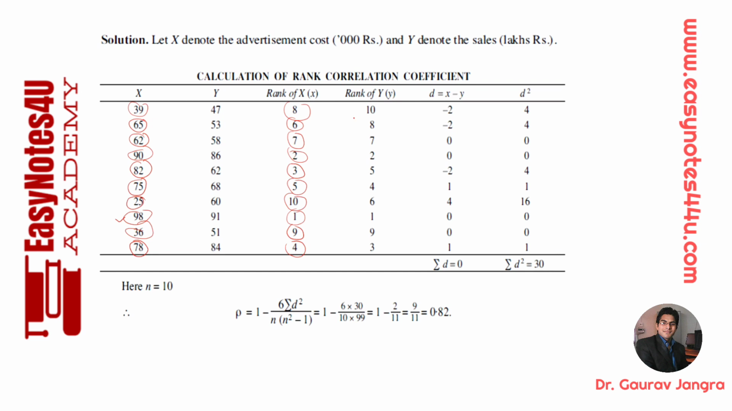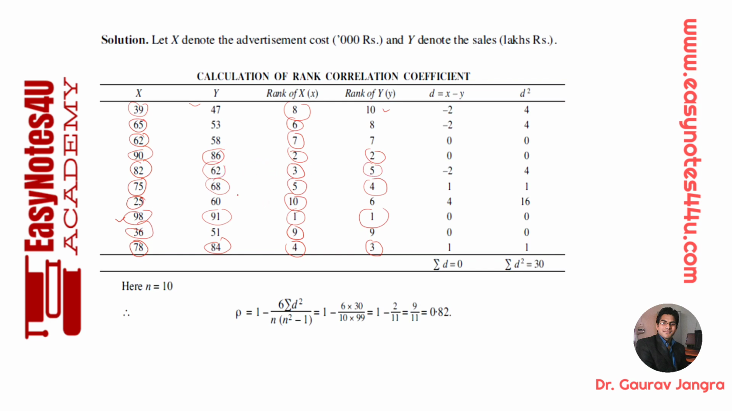So same in this we can also assign the rank. The highest one in this Y is 91, the rank 1. Then 86, assign the rank 2. After that 84, third rank we have to assign. Then after that 68, the 4th rank we have assigned. Then 62, the 5th rank.